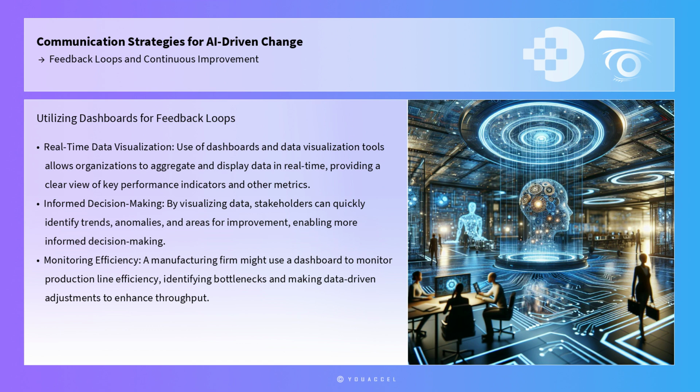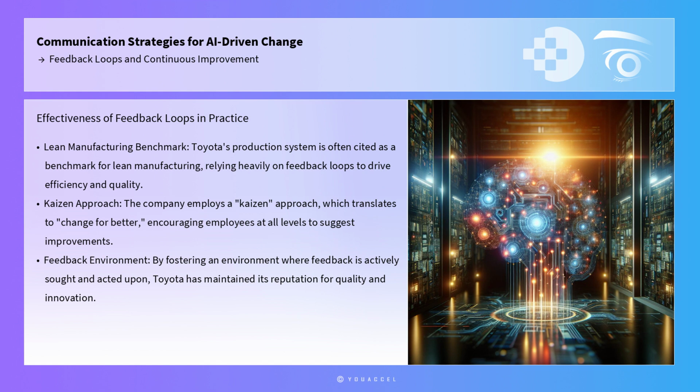Case studies highlight the effectiveness of feedback loops and continuous improvement in practice. Toyota's production system, often cited as a benchmark for lean manufacturing, relies heavily on feedback loops to drive efficiency and quality. The company employs a Kaizen approach, which translates to change for better, encouraging employees at all levels to suggest improvements. By fostering an environment where feedback is actively sought and acted upon, Toyota has maintained its reputation for quality and innovation.